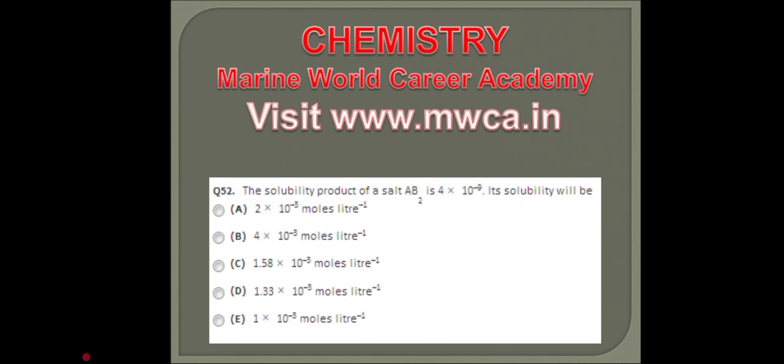Option C, 1.58 into 10 to the power minus 3 moles per liter. Option D, 1.33 into 10 to the power minus 3 moles per liter. Option E, 1 into 10 to the power minus 3 moles per liter.